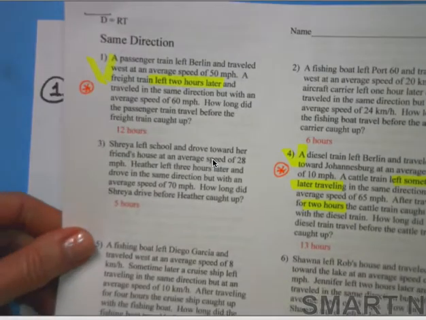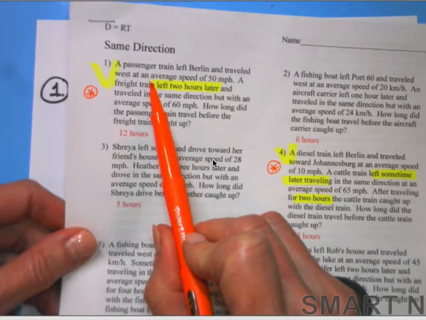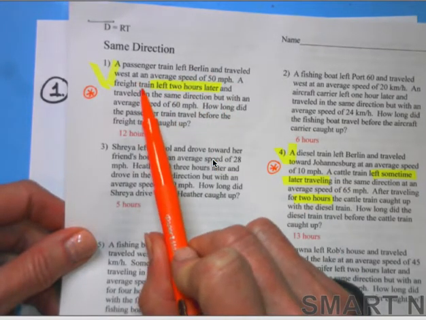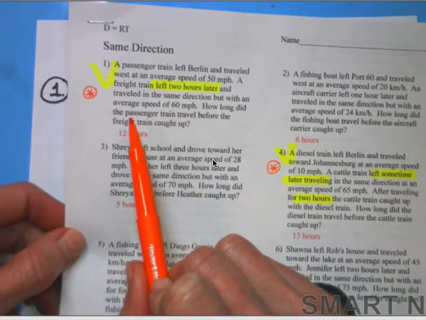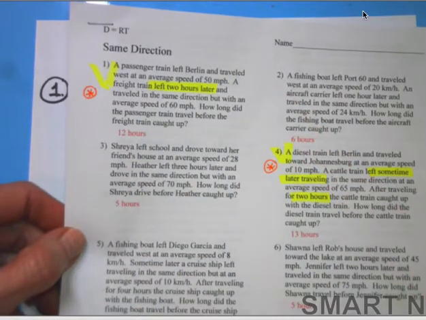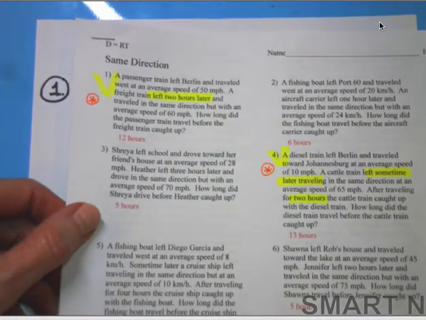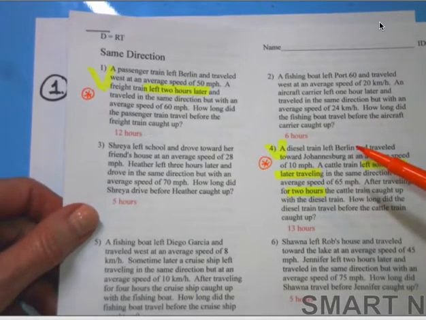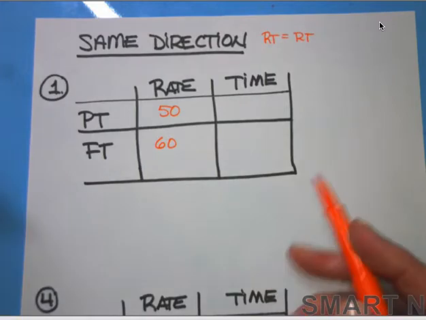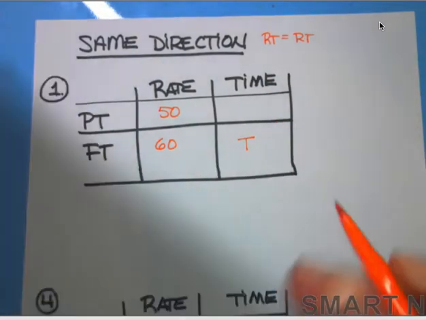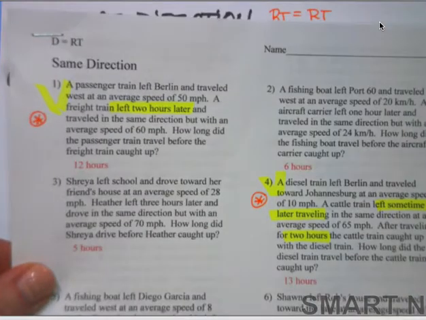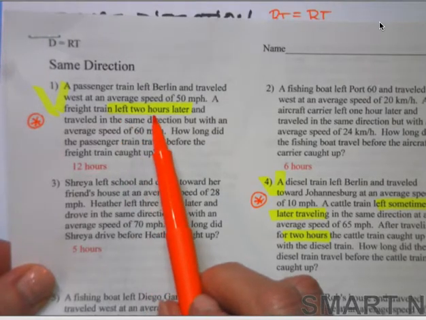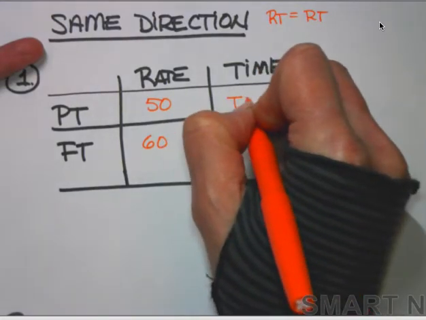So here, the passenger train leaves traveling west at 50 miles per hour. A freight train left 2 hours later and traveled in the same direction but with an average speed of 60. How long did the passenger train travel before the freight train caught up with it? So you can see that this is the basic problem type for this same direction scenario. So here, if I let the freight train's time be the variable t, the freight train left 2 hours later. So that's going to imply that the passenger train has already been traveling for 2 hours before the freight train leaves. So the passenger train's time is going to be t plus 2.